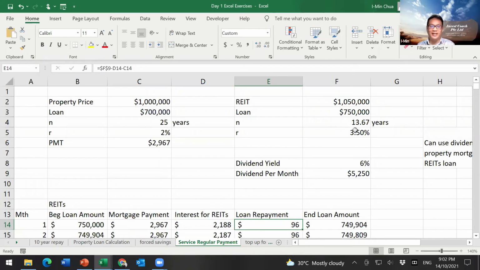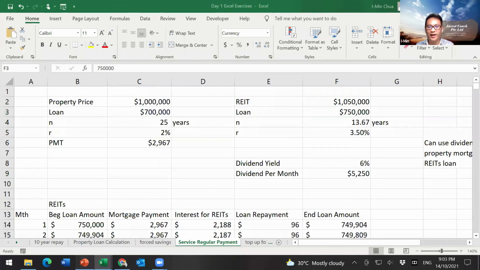Unlike property, property is no matter what, you have to pay 3,000. For the REITs loan amount, there is actually no requirement for you to say every month must at least pay down how much. Don't have. So if every month you don't actually pay down the loan, totally okay.